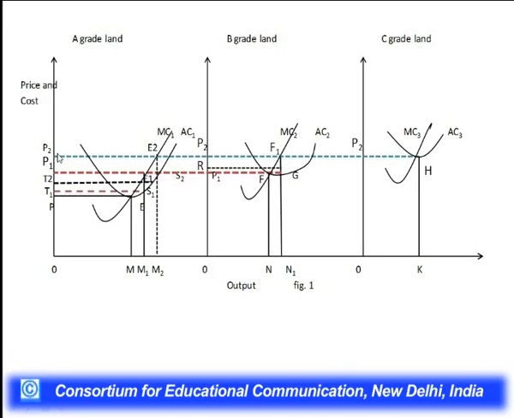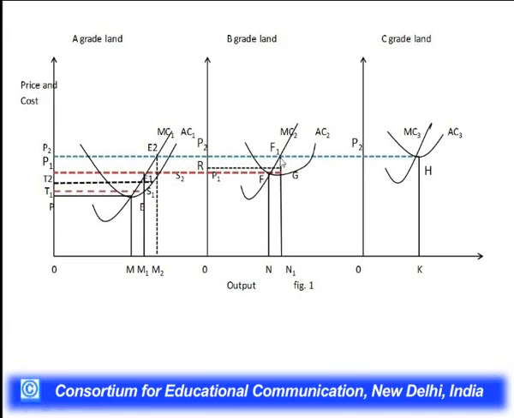Just as in the example I told you, firstly when only A grade land was used, price was 400, then it rose to 500, and when C grade land was used, price of wheat increased to rupees 800. Now the price is OP2. Now B grade land will also get rent because here OP2 is greater than the average cost of production on B grade land.